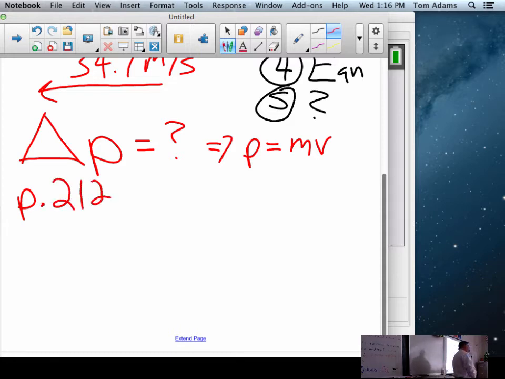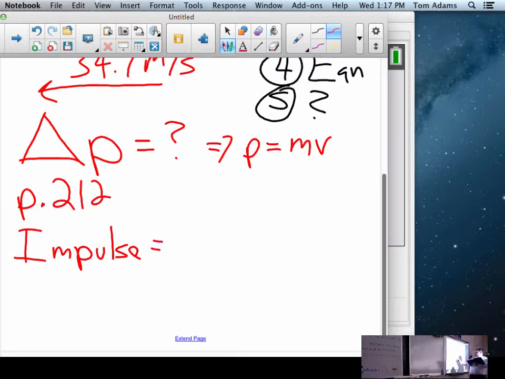So now, if you turn to page 212 in your textbook, if we say change in momentum, didn't we just talk about change in momentum yesterday? Didn't we give that a name? What did we say the change in momentum was yesterday? Impulse. It was impulse. And so if you look on page 212, there's a formula for impulse, right? Can somebody tell me what that formula is? Impulse is, yeah, it's the change in momentum.